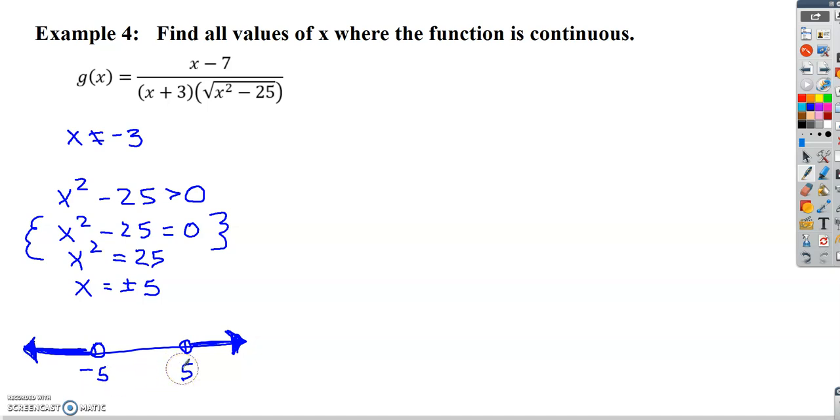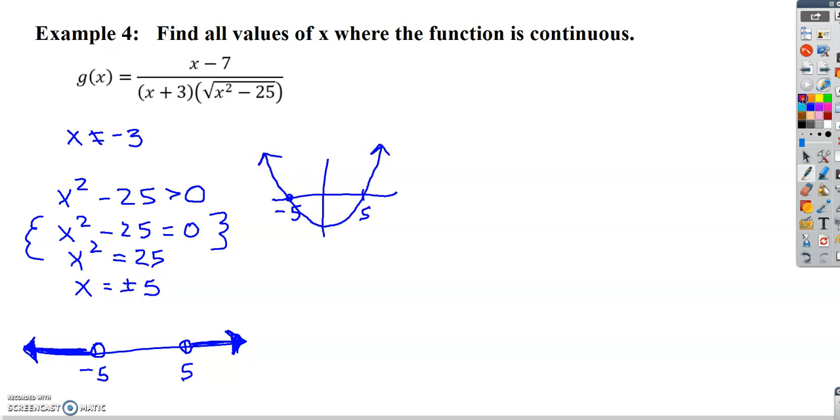You can also solve this graphically. So if I graph x squared minus 25, first of all, I know the zeros are 5 and -5, so I could graph those. And my parabola opens up because it's positive x squared, so I'm going to have a graph that looks something like this, roughly.